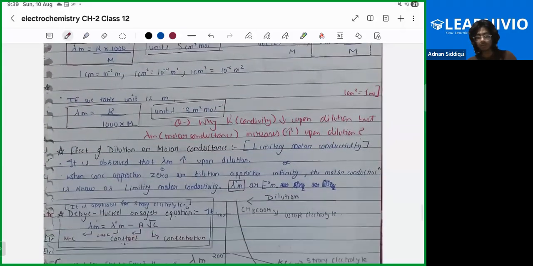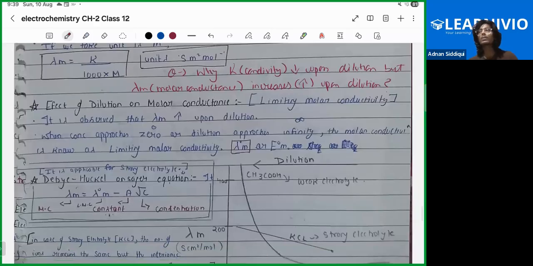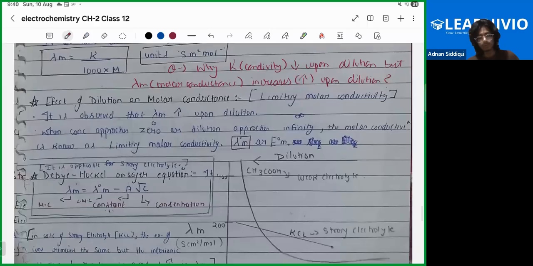No, this is not the answer that I was expecting. So let me do one thing. You have an entire week. I need a very appropriate answer for this: why conductivity decreases upon dilution, but molar conductance increases. You have to relate it in terms of volume, like what is actually happening. So this homework is again given to you, and you have to find the appropriate answer for this.